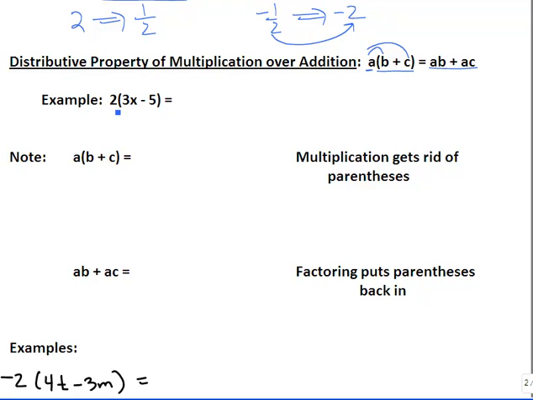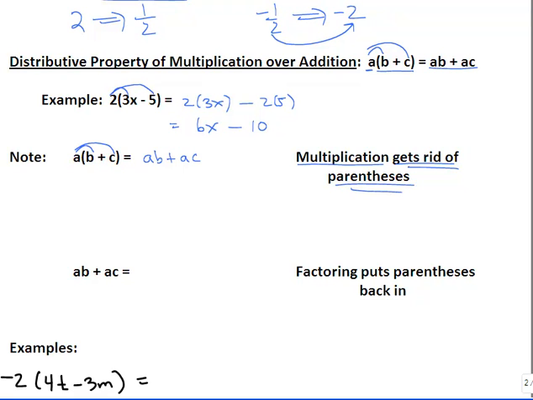So for example, if I have 2 parentheses 3x minus 5, this says take 2 times 3x, which we could simplify to 6x, minus 2 times 5, which we could simplify to 10. So our answer here is 6x minus 10. Now when you do the distributive property, you can do it in 2 directions. When we distribute this A across, like this, to get A times B plus A times C, that's multiplication. What we're doing here is we're multiplying the A across, and our eventual goal here is to get rid of the parentheses in the problem.